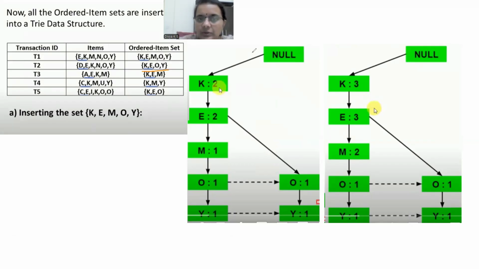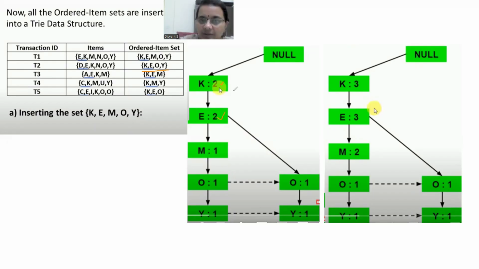So 1 will become 2. Again, E will become 2. And next to O. But previously we have a path like KEMOY, right? So without M, we now have directly O. So in this path we can't use it. If we use it, again we would have to visit the node M. We don't want to visit node M, right?